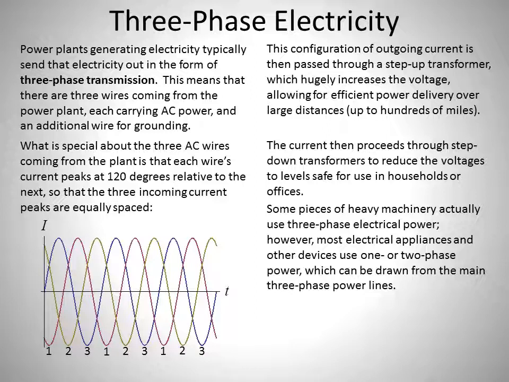This is kind of nice because it allows them to utilize this phase shift that we saw in the three different lines to more efficiently and more smoothly run their motors or whatever they're trying to use. It gives us a little bit more uniform delivery of our power without actually having to go to DC power.